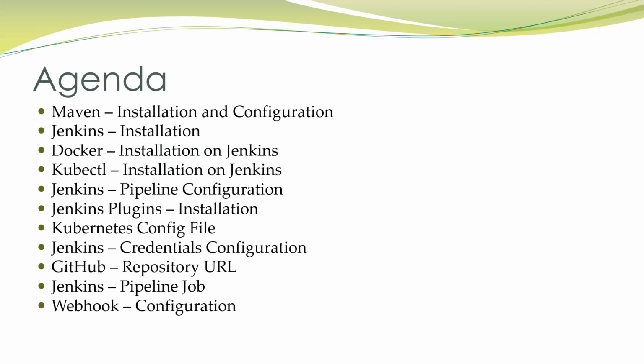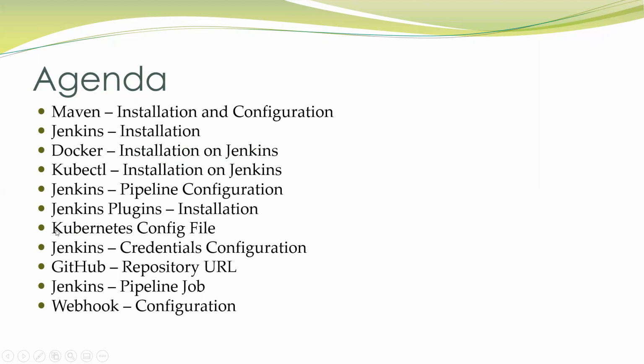So agenda for today is for CI/CD pipeline. For creating the build, we need Maven. So we will first start with the Maven installation and configuration. After that, we will install Jenkins, and after that, we will install Docker because you need to install the kubectl. Kubectl is a Kubernetes tool, so for that run, we need Docker to run that kubectl. And after installation of all these 4 items, we will create a pipeline configuration in Jenkins. Then we will install some Jenkins plugins, which are required for running that CI/CD pipeline.